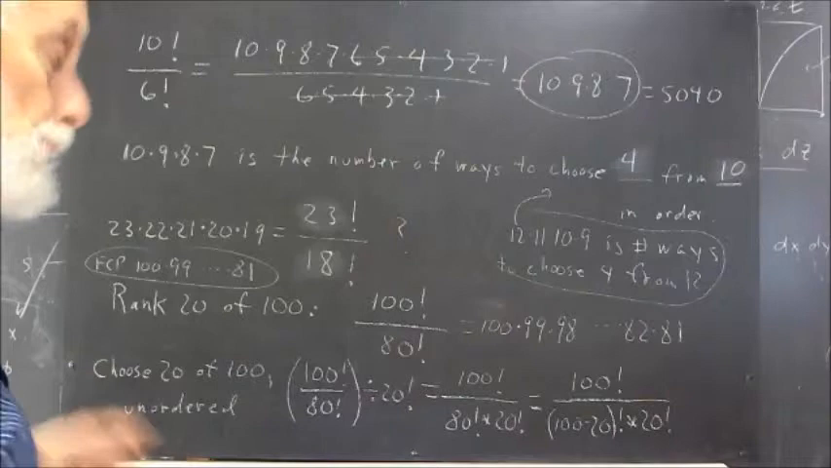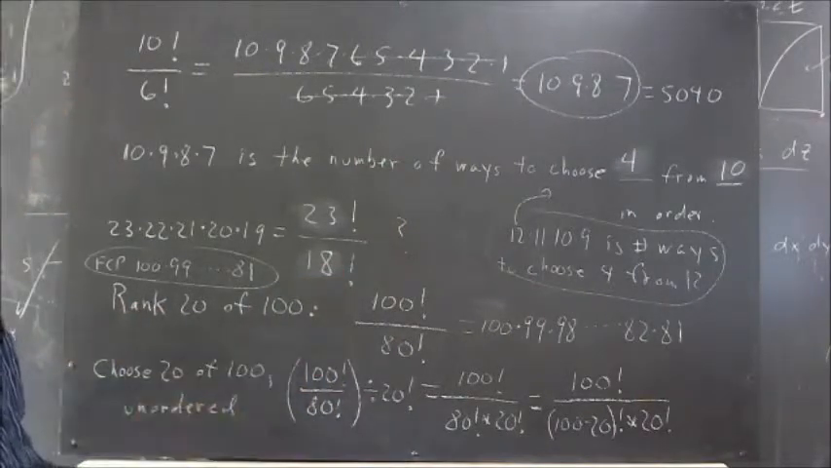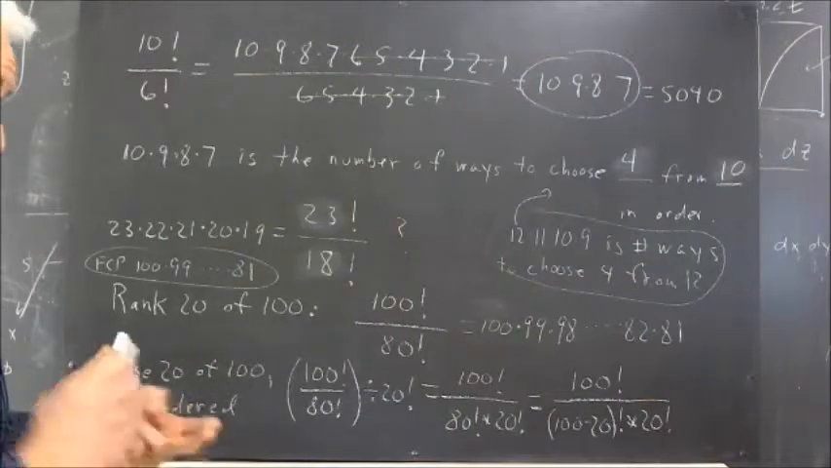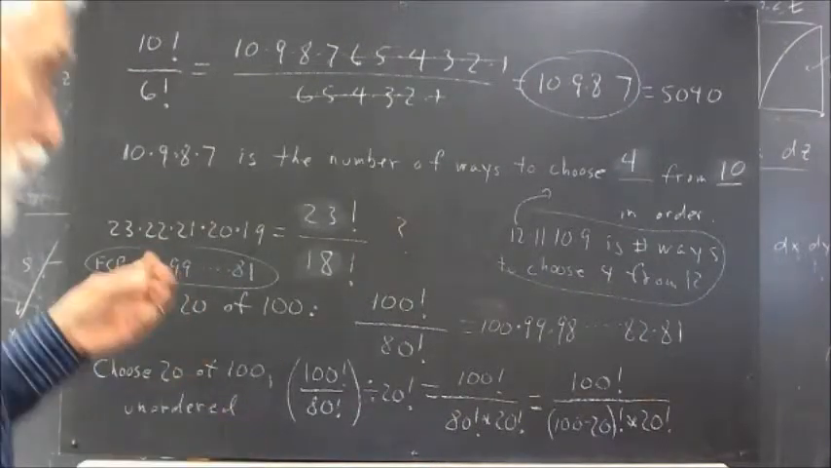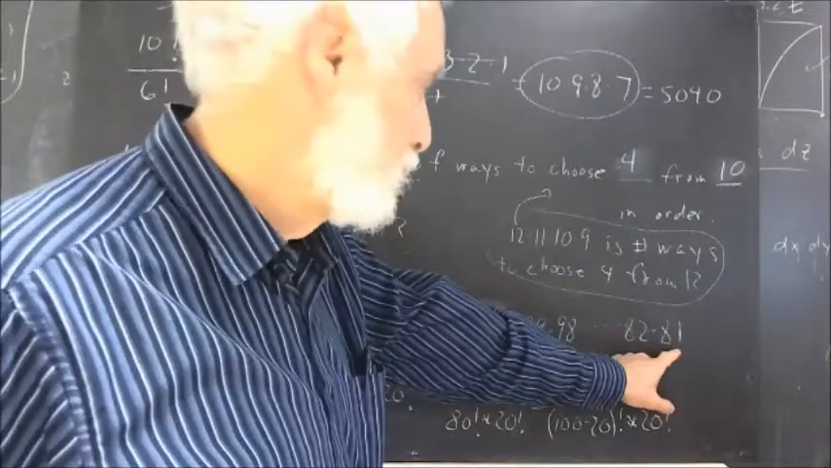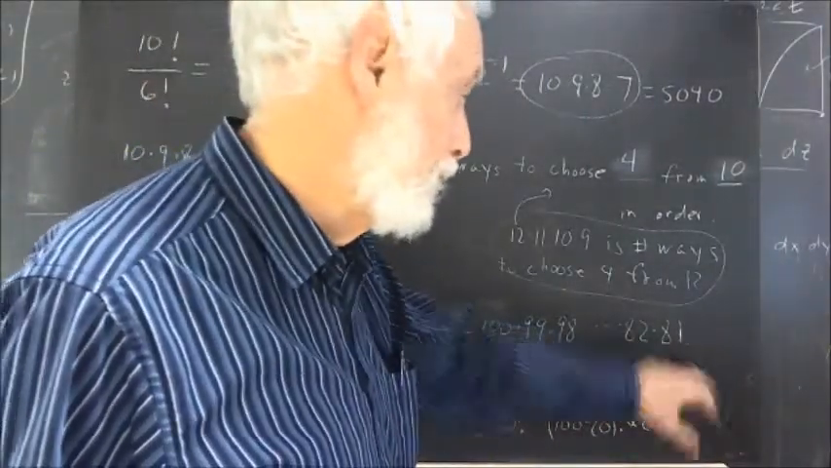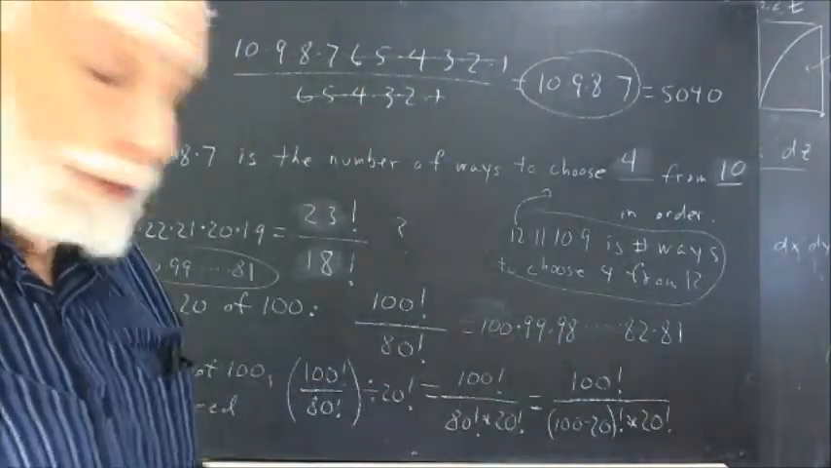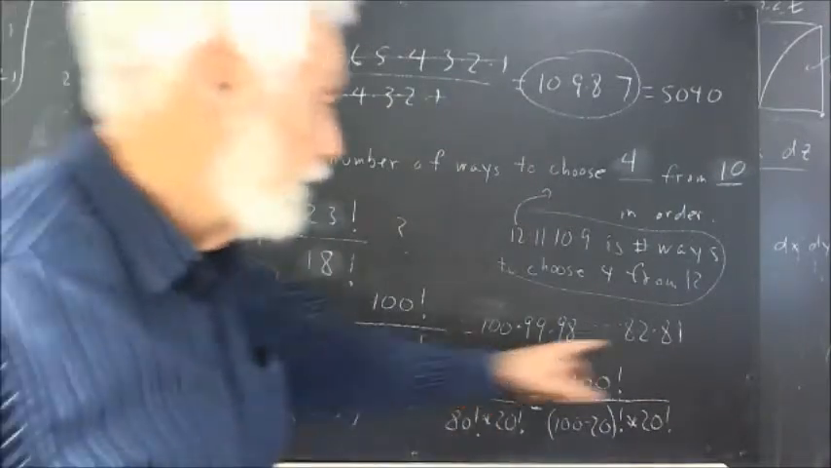Well, there's going to be how many choices for the first? 100 choices. Having ranked the first person, there are 99 people from whom to choose the second, and 98 for the third, and so on, down to the 81st person. Okay, and that of course would be 100 times 99, etc., down to 81. And if you count those on your fingers, 100, 99, 98, 97, 96, etc., you'll find that there are 20.